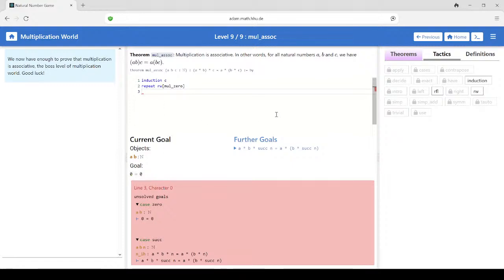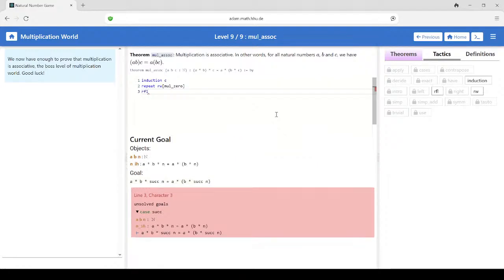Okay. I guess that works anyway. Great. Next. Successor n. How to deal with successor n.